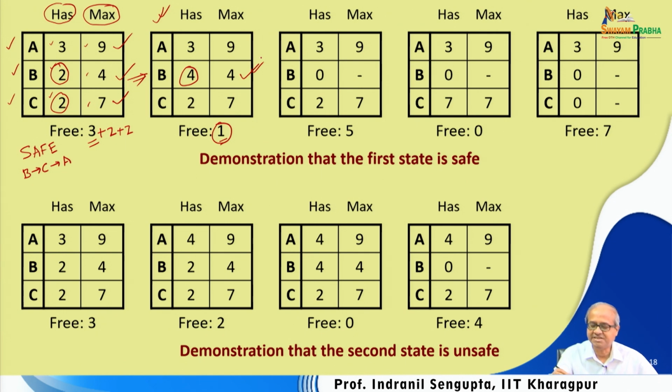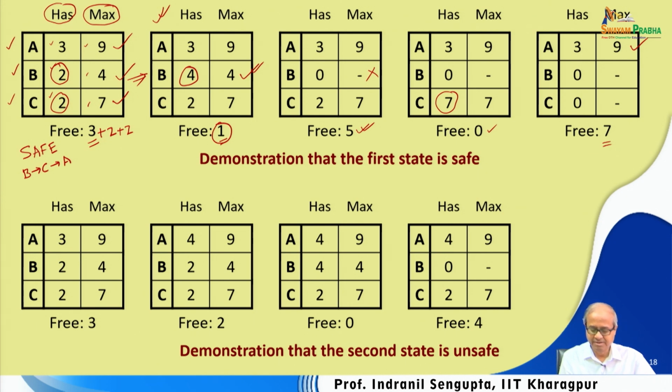So, after B has finished, B is no more in the picture. Now, total free, this 4 will be released, now free is 5. Now, as I said, C can finish. So, C had got all 7, C can finish. So, free is 0 currently. So, after C has finished, the free will be 7. So, now A can finish.